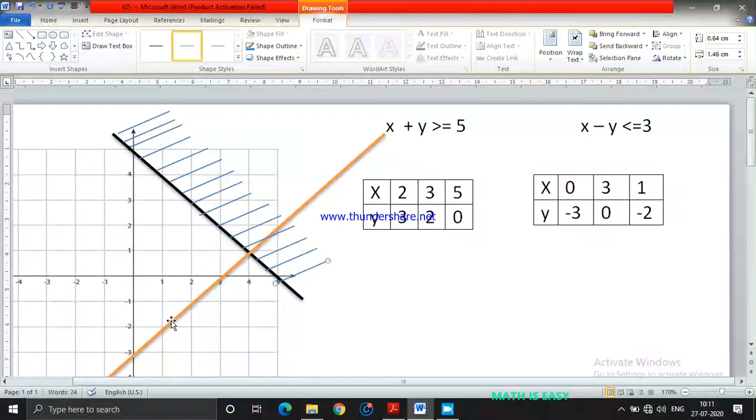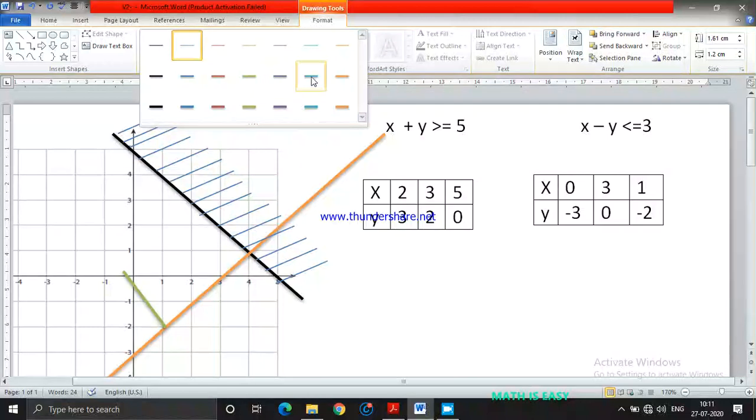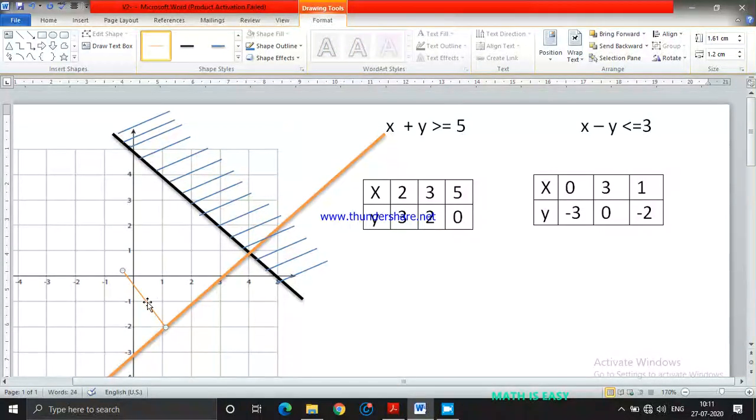So what I can do here is change the color of this one to orange. So this way I represent them. If you do it in the notebook, this is how you have to do it. You have to draw the line.